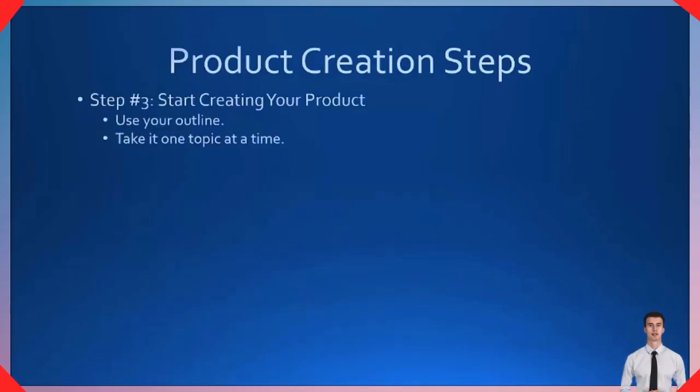Step 3, start creating your product. Use the outline that you've done. The reason I like starting with an outline is it makes the product creation process way simpler and very easy to do. Take it one topic at a time as you go down the list. Set small goals for yourself as you go throughout the product creation part. So don't try and do it all in one day. Eventually, as you get better at it, you might get to the point where you can create a product in a weekend or in a very short amount of time. But take it one topic at a time, one bullet point, one topic, and then one subtopic, and just go on down the list and set small goals for yourself.